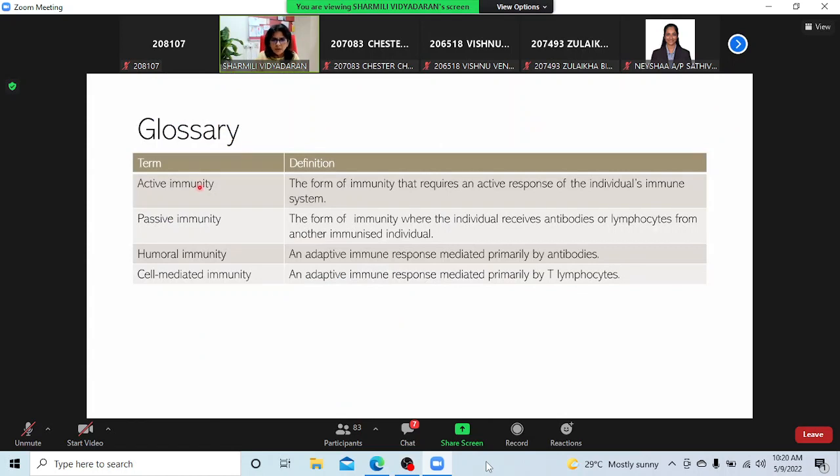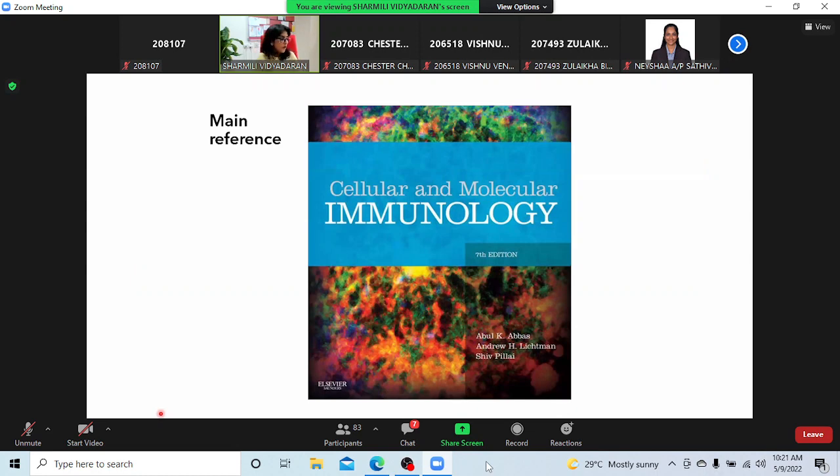Okay, class, I think that's it. Here's an example of a glossary that you can create for yourself. Please add on more, whether it's in a notepad or on your phone, it doesn't really matter, but that's what I mean by glossary. And for my lectures and most of the other immunologists, the main textbook is this one by Abbas.